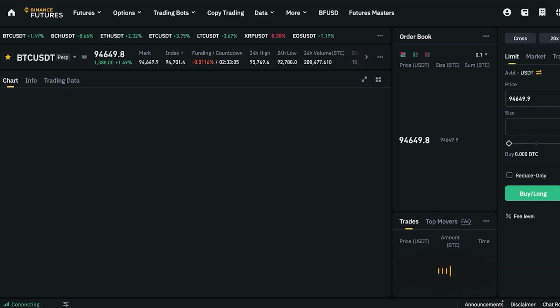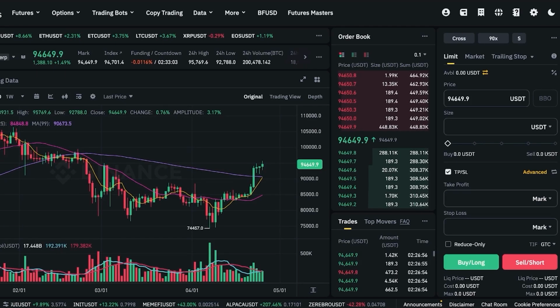Now, the key components of your trading view are going to include your order book, which visualizes real-time buy and sell orders. Then you have your TradingView chart where you can apply indicators like moving averages, RSI, and Bollinger Bands to support trends and entry points. Then you have your positions panel, which monitors open trades, margin, and profit and loss. And then you have your order entry, where you can choose your order type, contract, leverage, and risk controls.